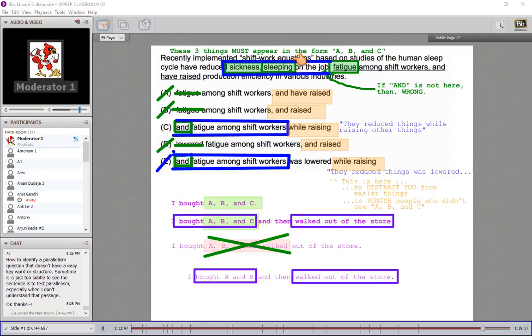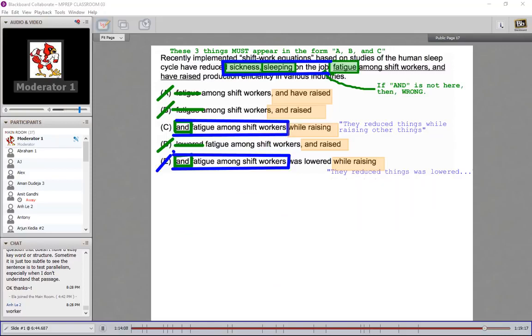I mean, they're called shift work equations. So who are they supposed to help? What is their purpose? Yeah, they're supposed to help the workers, right? And they're shift work equations.